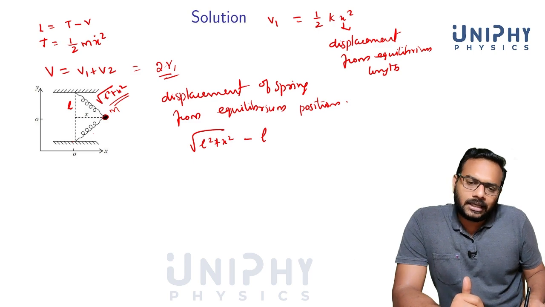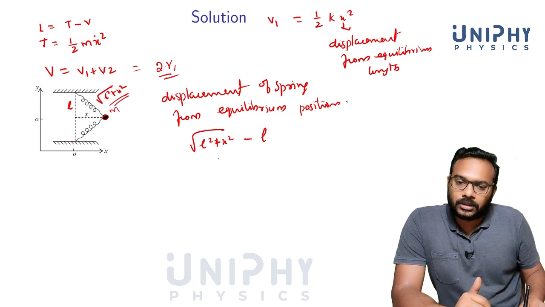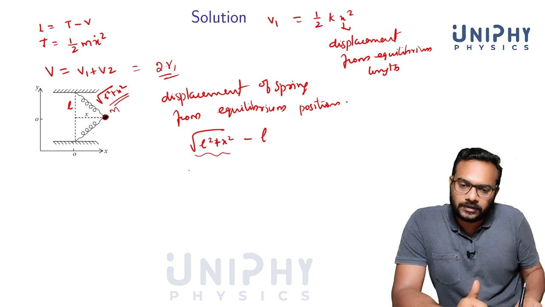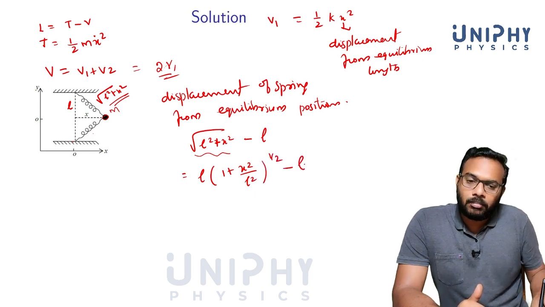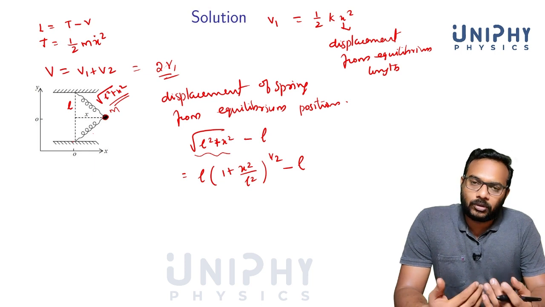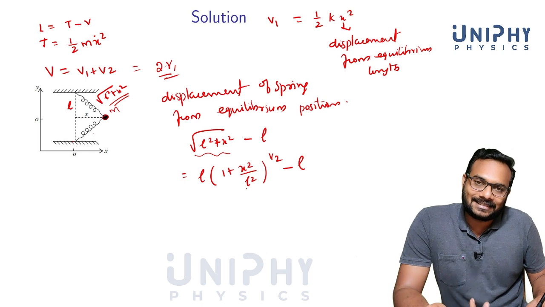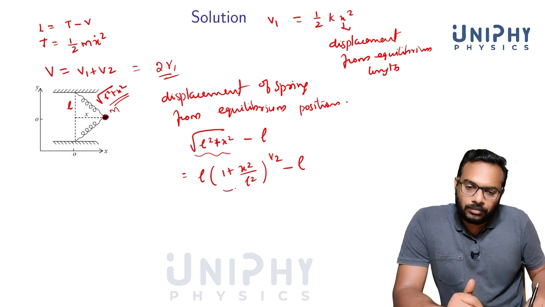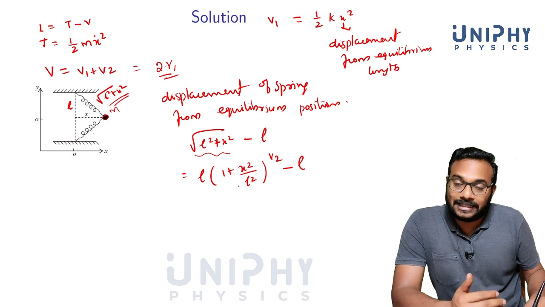Now we can actually make the approximation here itself. We are talking about small oscillations, so we can simplify the square root. We pull L squared outside of the square root. So this becomes L times (1 plus x squared by L squared) raised to 1/2, minus L. Because the oscillations are small, x by L is very small, because we said that x is much less than L. We can make a binomial expansion of this and retain only the first order term in this expansion.